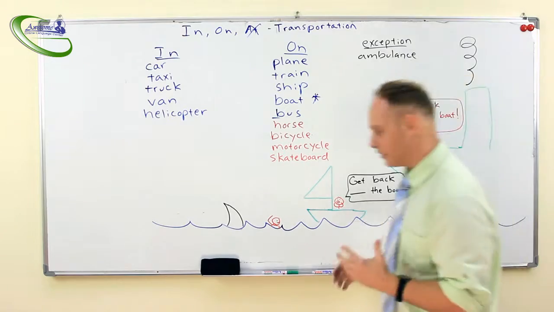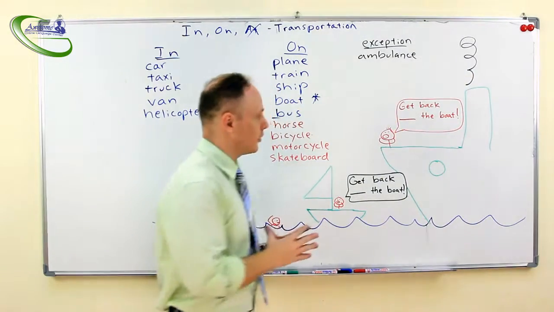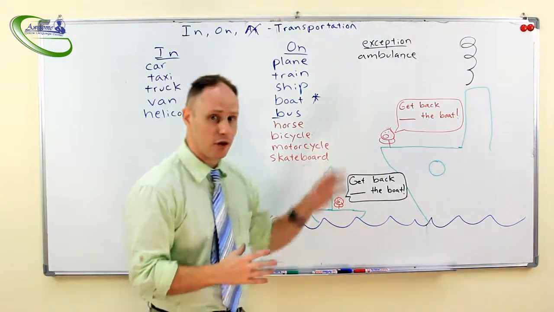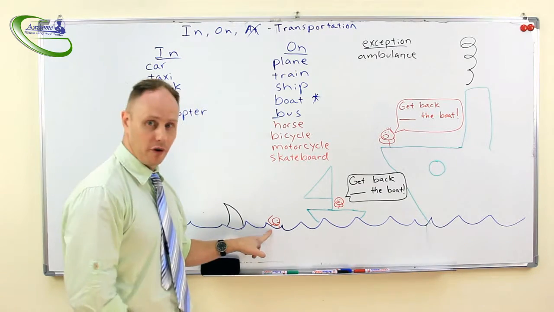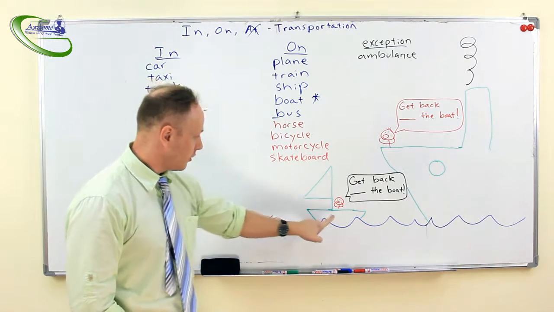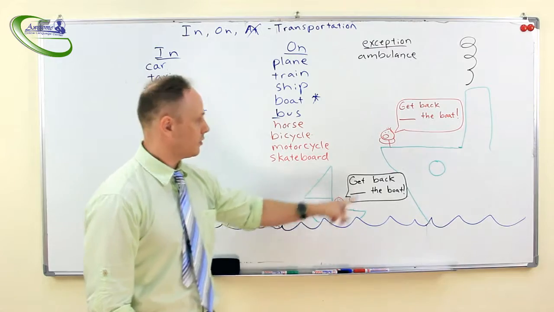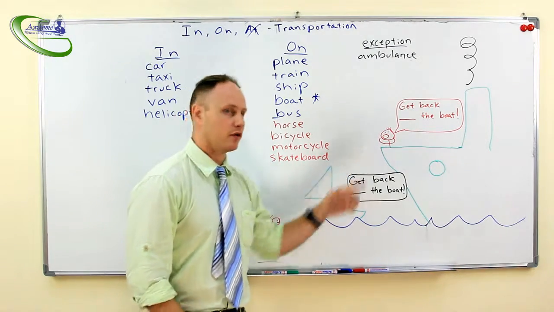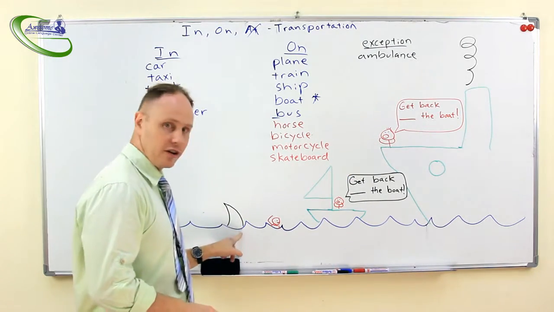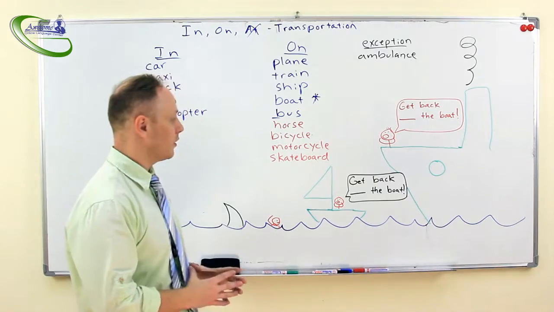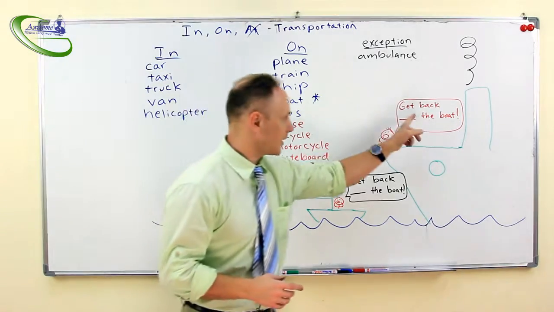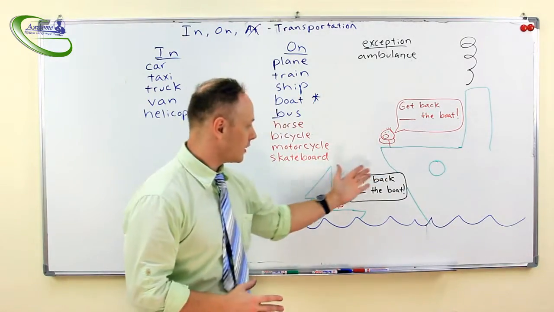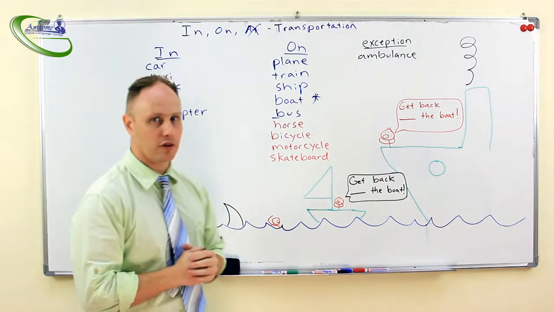And now we have our little example here to see if we understand. We have 3 people. We have our poor unfortunate swimmer. We have one man who's in a boat. And we have another man who's in a different boat. And we have the shark chasing the swimming man. We want to think, is it get back in the boat? Or is it going to be get back on the boat? Which one are we going to choose?